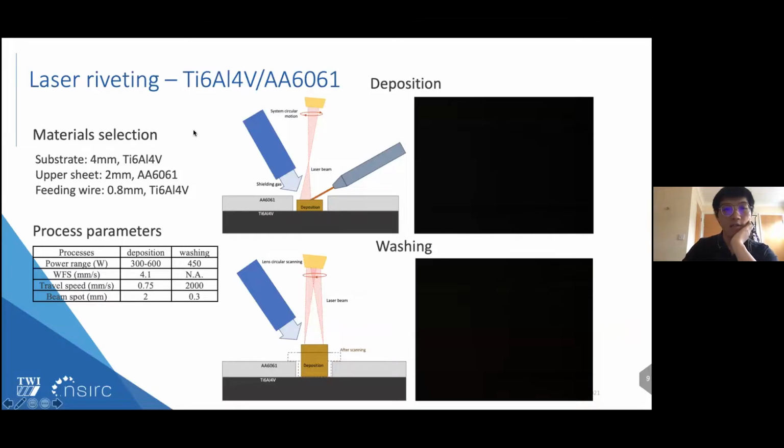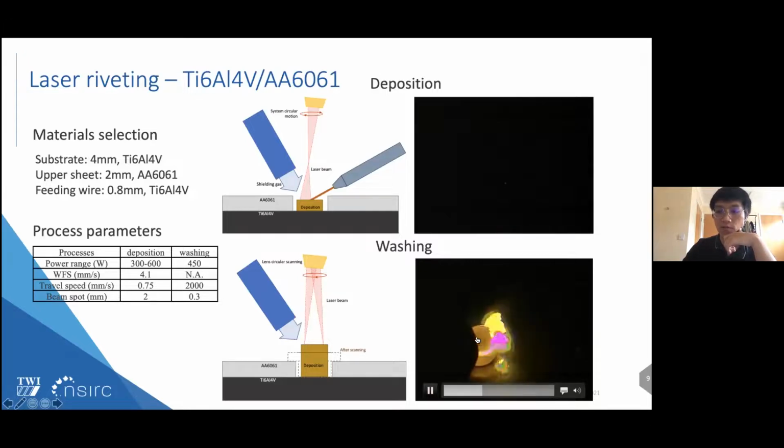And after that, the HSS deposition method was applied to the laser riveting concept to join aluminium to titanium, divided into 2 steps. The first step is feeding the wire into the hole to build up the rivet. And after that, a high frequency laser is applied on the rivet cap to remelt the material and reform a flatter height to get a better interlock.